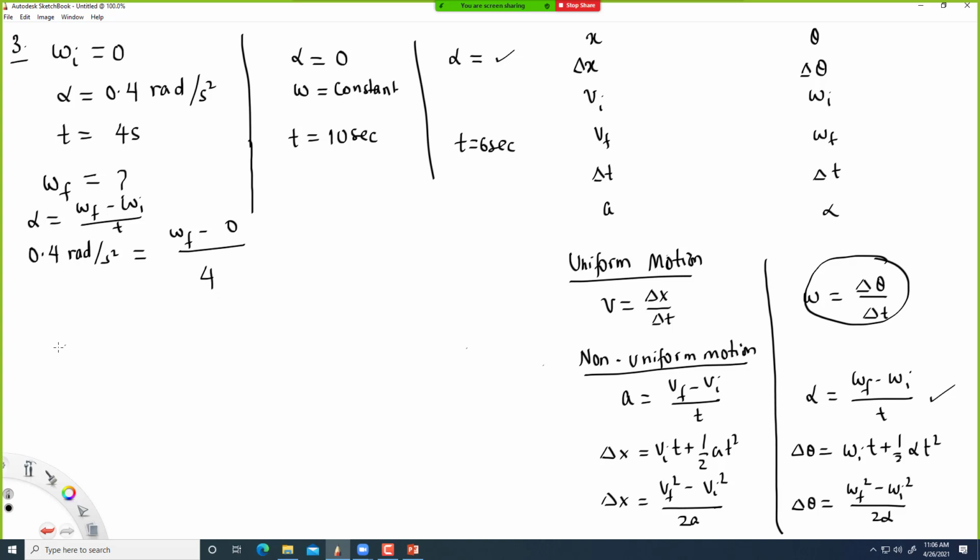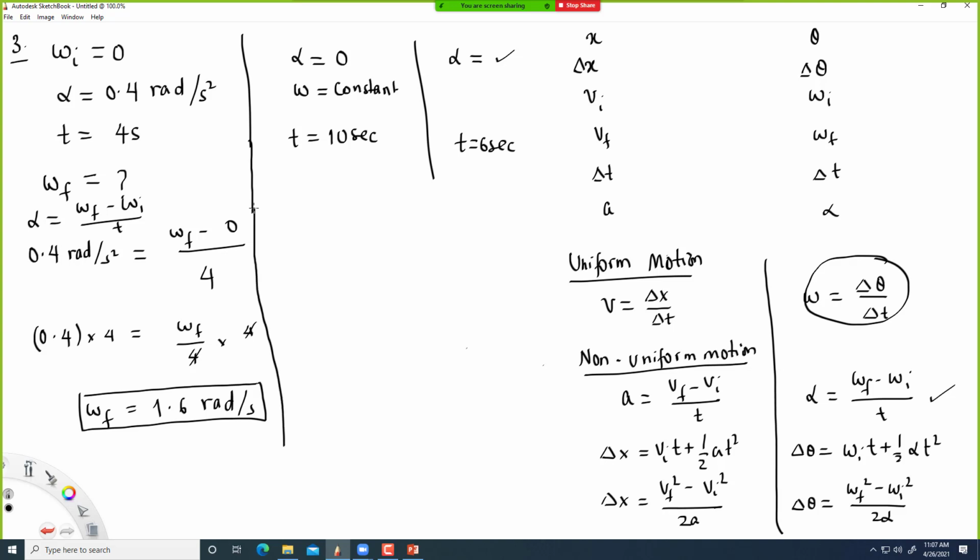So to get rid of 4 on the bottom here, you can multiply both sides by 4. Omega final minus 0 is omega final. So that means omega final is 0.4 times 4, which is 1.6. The unit for omega final is radian per second. So that's the first part of the motion.